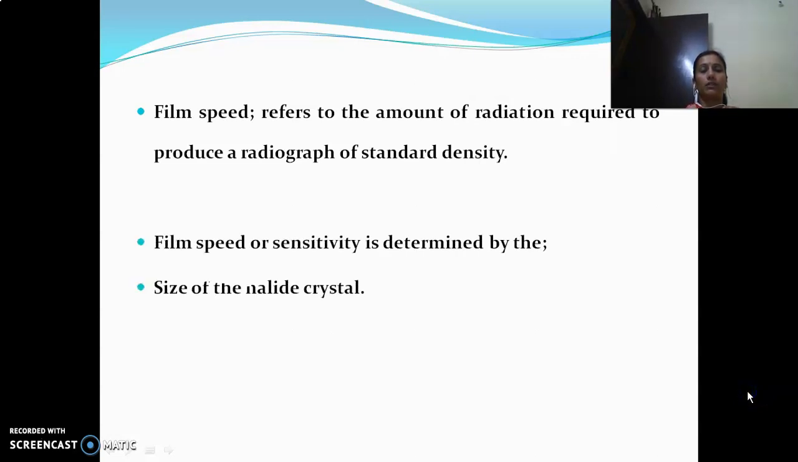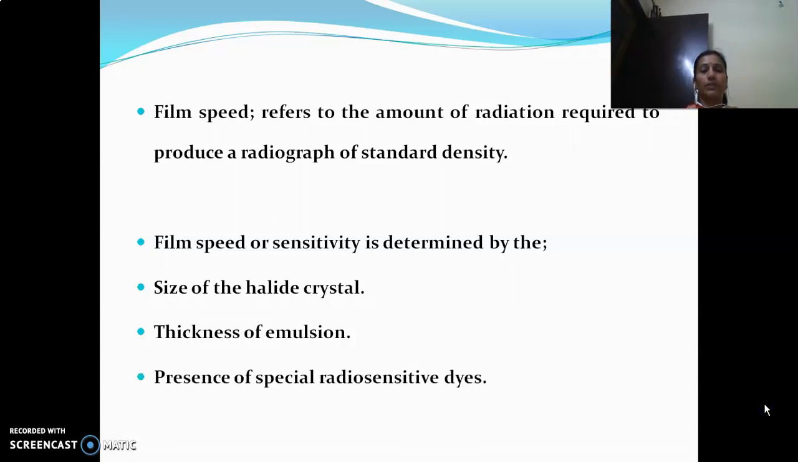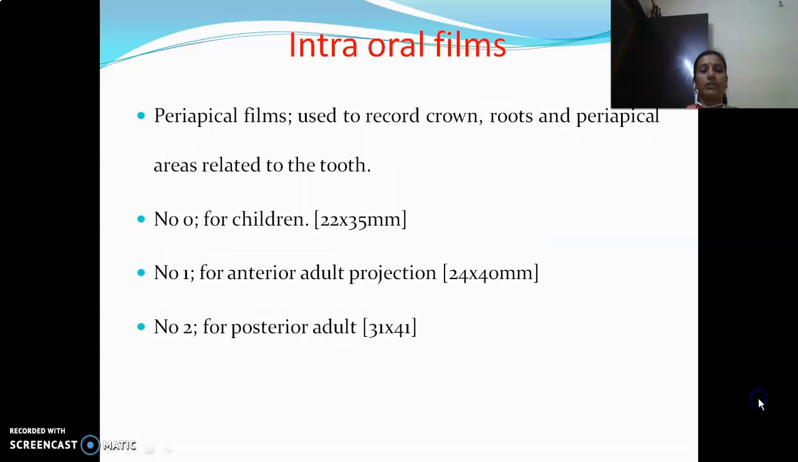So before going to the other things, we will discuss a little bit about film speed. Speed refers to the amount of radiation required to produce a radiograph of standard density. The speed of the film is determined by the size of the silver halide crystals, the thickness of the emulsion, and the presence of special radiosensitive dyes.